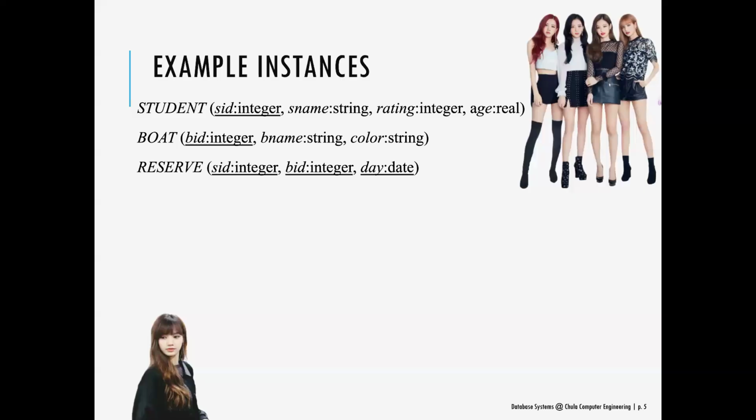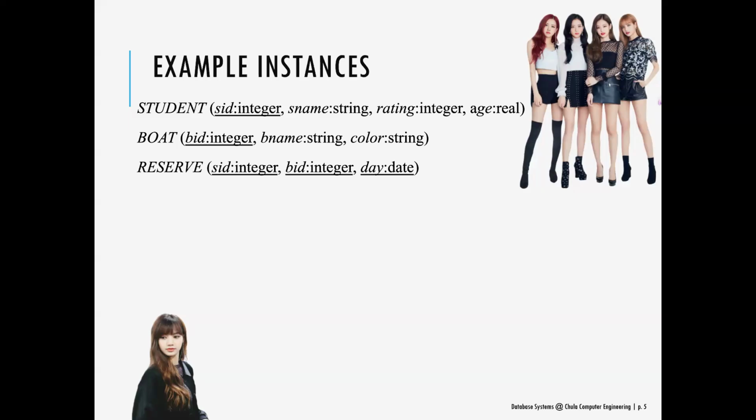Let us look at the example. I have an example instance here, and there are three relations: relation student, relation boat, and relation reserve. A student reserves a boat. I don't know why a student reserves a boat, but just say that they want to go to a Suan Lum, and Suan Lum has boats for recreational purposes.